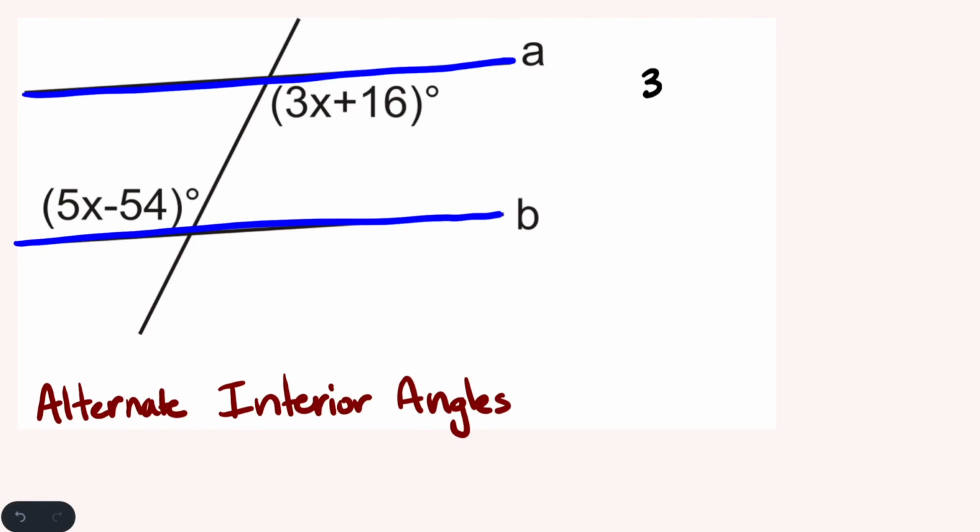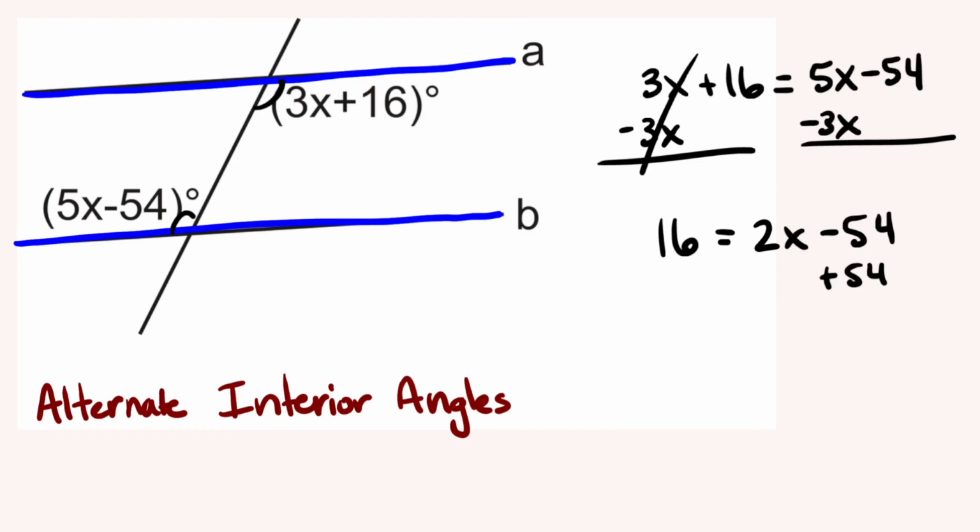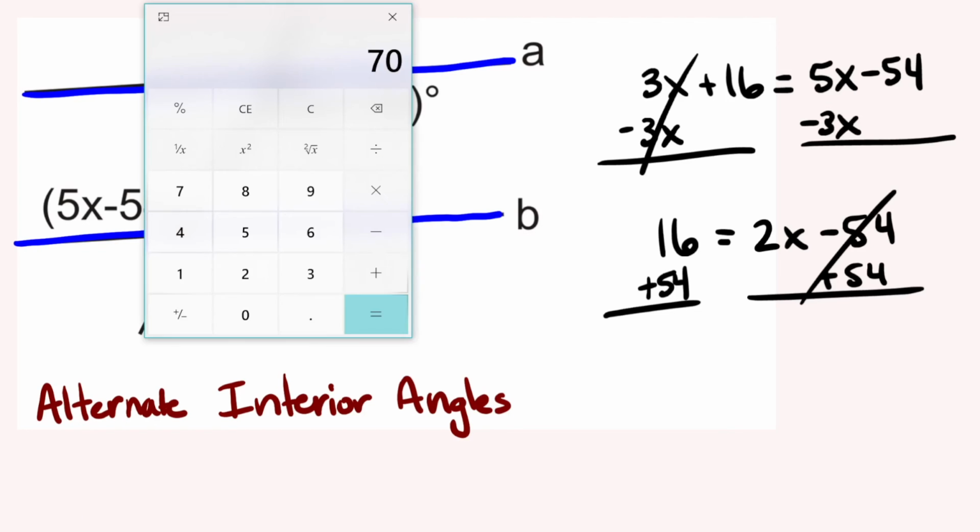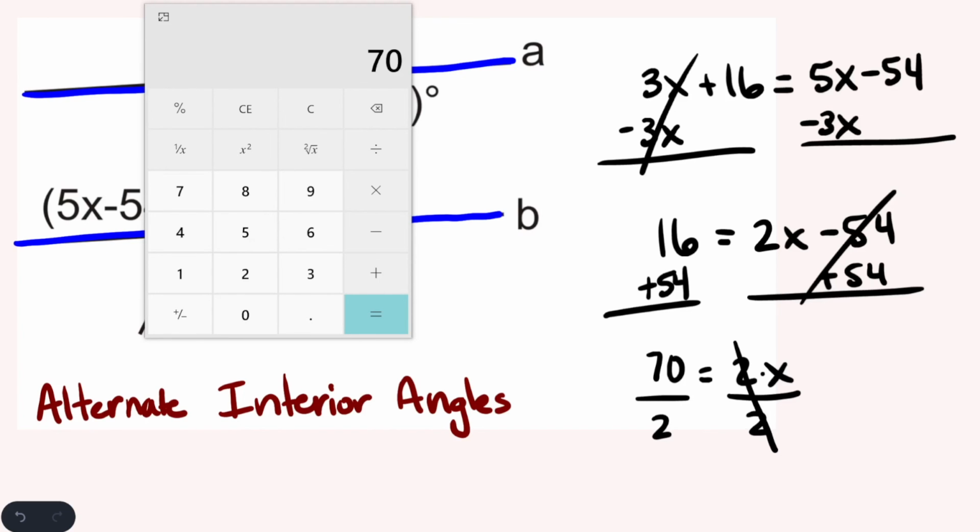So we can set 3x plus 16, that's the angle measure here, equal to 5x minus 54. So after adding 54 to both sides, we see it cancels from the right side, and then we're left with 16 plus 54 is equal to 70, which is equal to 2x. To get x by itself, it's currently being multiplied, so we can divide both sides by 2. And we'll find that x is 35 degrees.